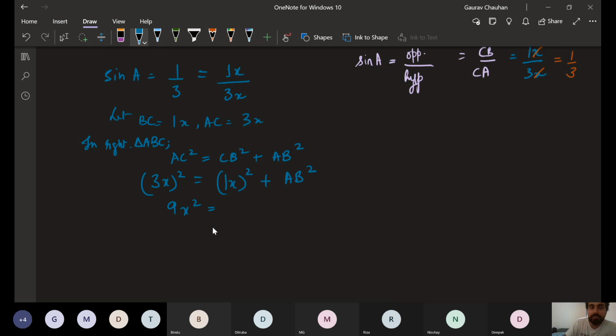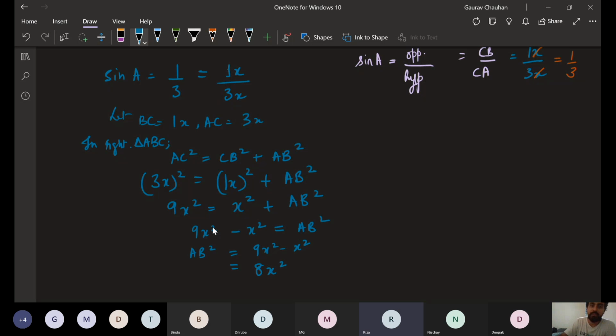Good, Dilruba, continue. So this is 9x square is equal to 1x square, sir. Can I just write x square? Plus AB square, sir. Plus AB square. Perfect. Yes, sir. And then we can take x square to the left hand side, sir. It will become minus x square, sir. Is equal to AB square, sir. Very good. I'll just write AB square on the left side for convenience. AB square is equal to 8x square.